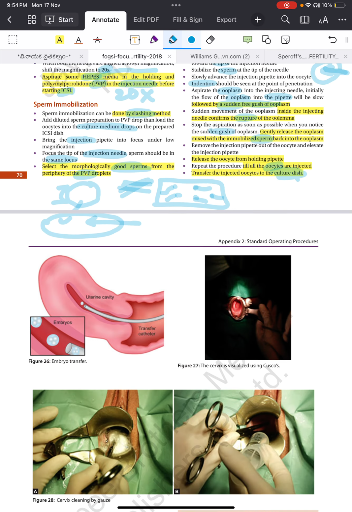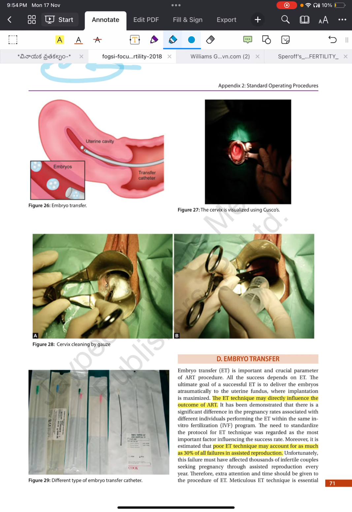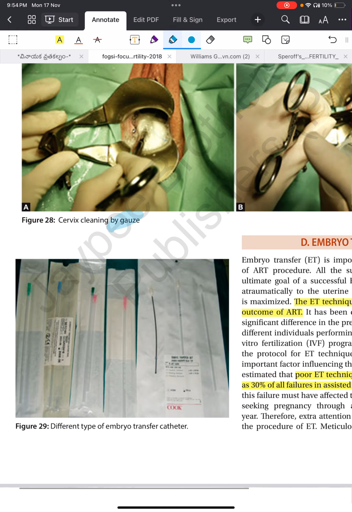After keeping them in the culture dish, the embryo will be formed by day 5. For embryo transfer, this is the pipette which is used. The cervix is visualized by means of a Cusco's speculum. We'll clean with a gauze piece, then inject. These are different embryo transfer catheters. If these catheters are given in an exam, you should say that it is an ET catheter.